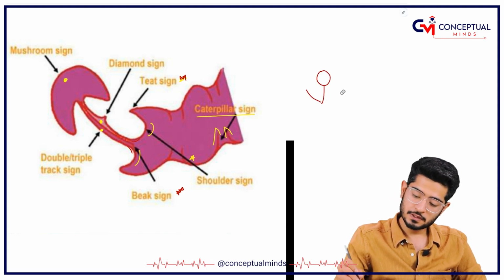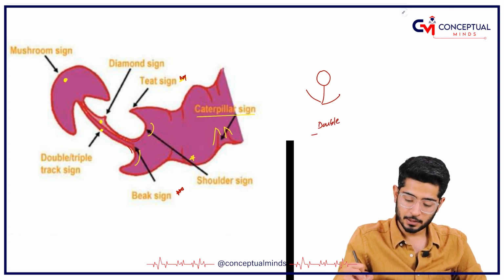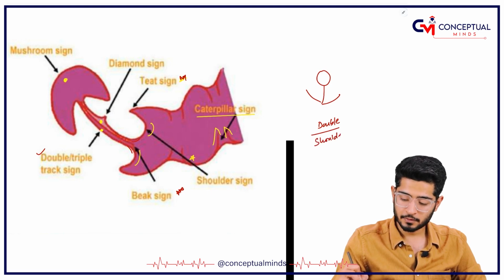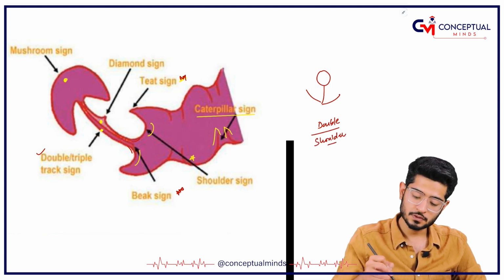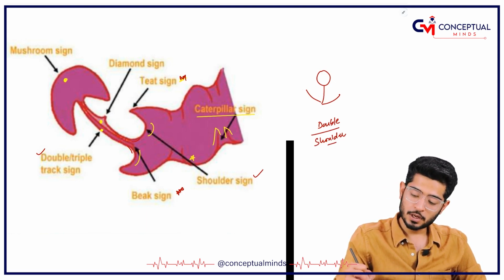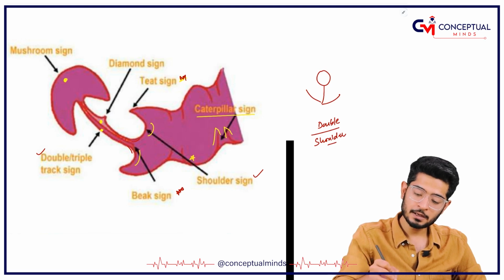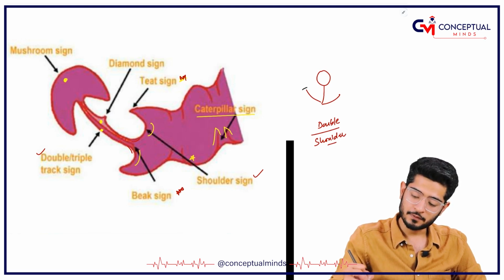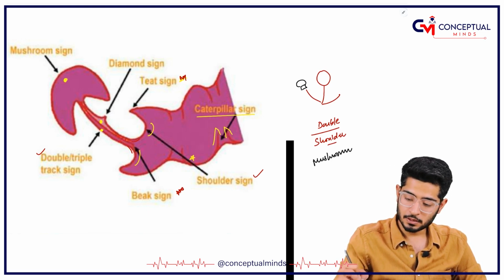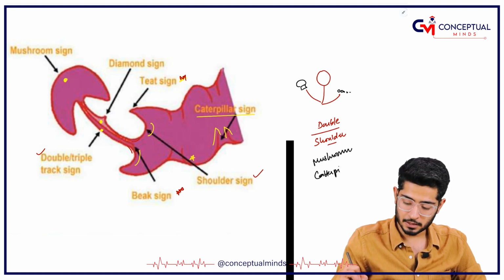So these are the two shoulders which I have made. First of all there will be the double and triple track sign. Then the shoulder I have given, so this is the shoulder sign. So double shoulders, in one hand this person is going to have a mushroom. Okay, so this is a mushroom in one hand, and then there is going to be a caterpillar in the other hand.